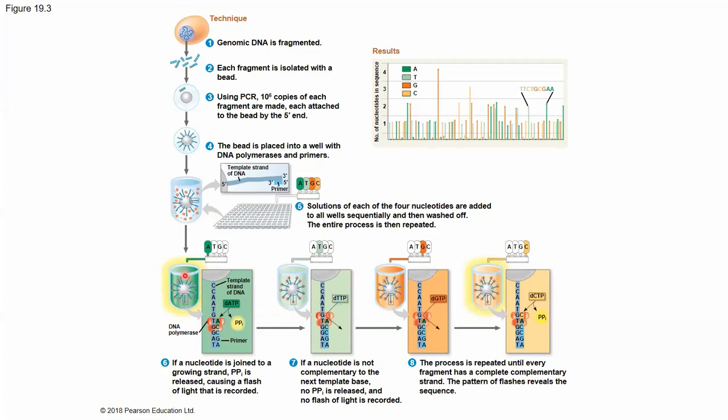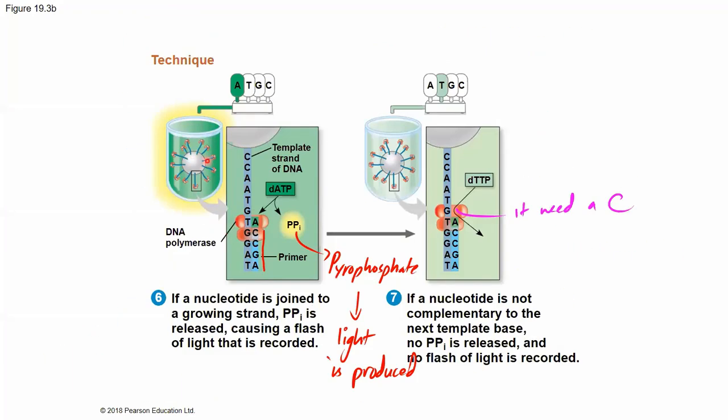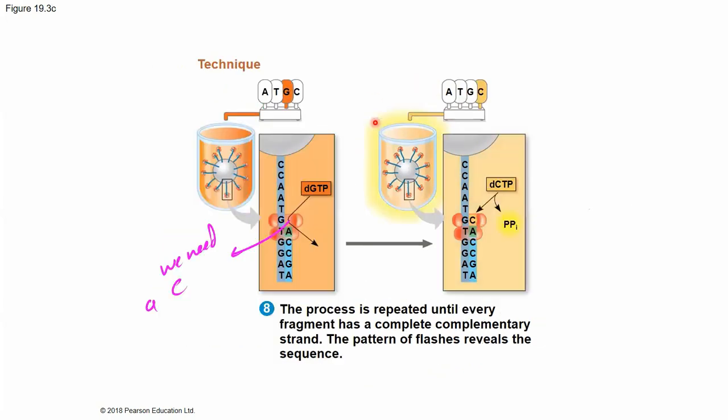Yes, all these DNA fragments will have the same sequence. All of them will add A first. All of them will not add T after adding A. All of them will not add G. And I'm talking about the DNA fragments in the same well and on the same bead. All of them will add the second nucleotide as C. Then after C, we will go back to A.